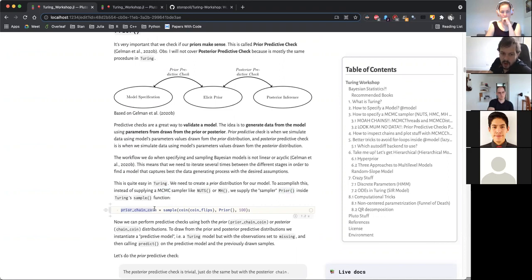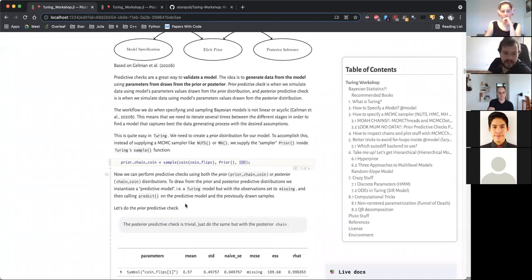So this is our chain, not using the likelihood, just using the prior distribution of the parameters. And I generated 100 samples. You can also use the whole multi-threading signatures here if you want to, or the distributed, it will work.